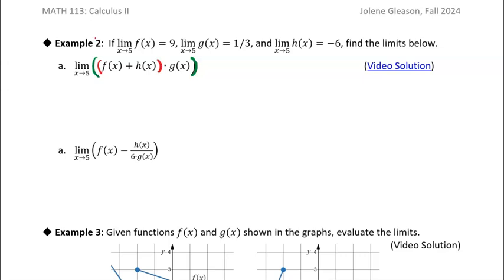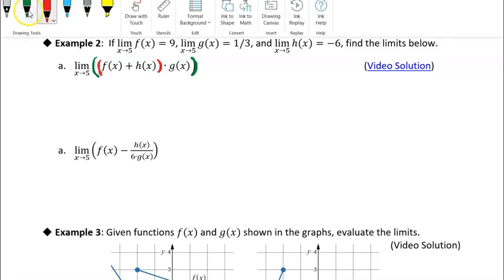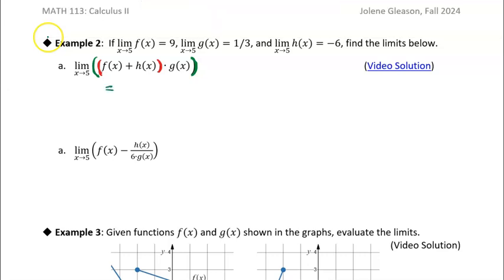Okay, so we have this sum, and then we're taking that whole sum and multiplying times g of x. All right, so we have to take this one step at a time, at least initially here. We're just going to take it one step at a time. All right, so I'm going to use the limit laws because it says here that the limit as x approaches 5 of f of x is 9. The limit as x approaches 5 of g of x is 1/3, and then the limit as x approaches 5 of h of x is -6.